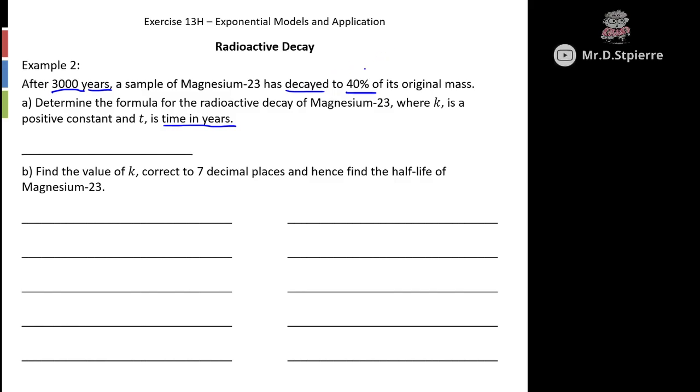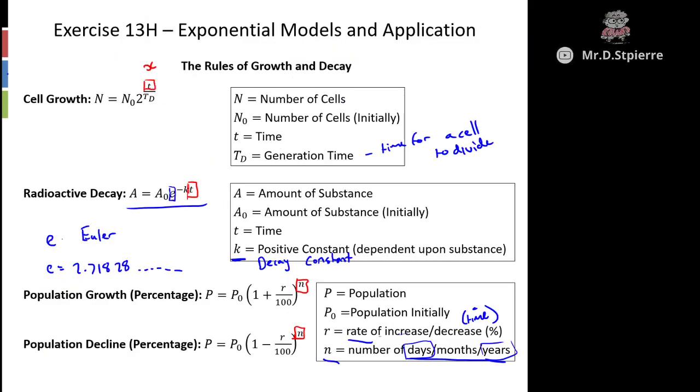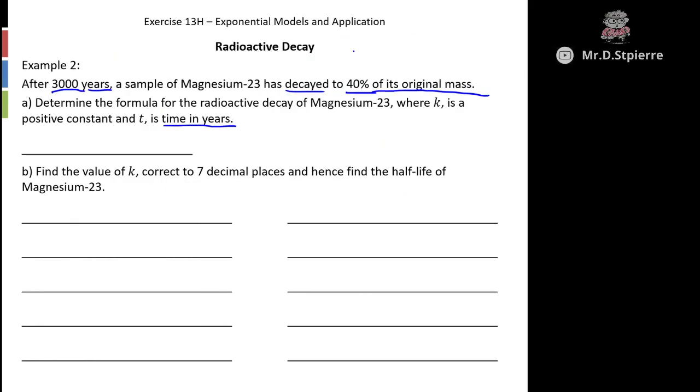Decayed to 40% of its original mass. Let's think of this. What is that saying? Well, if we use the same A and A naught, we have some A naught original amount and some final A amount. That A is equal to 40% of A naught, or A is equal to 0.4 A naught.